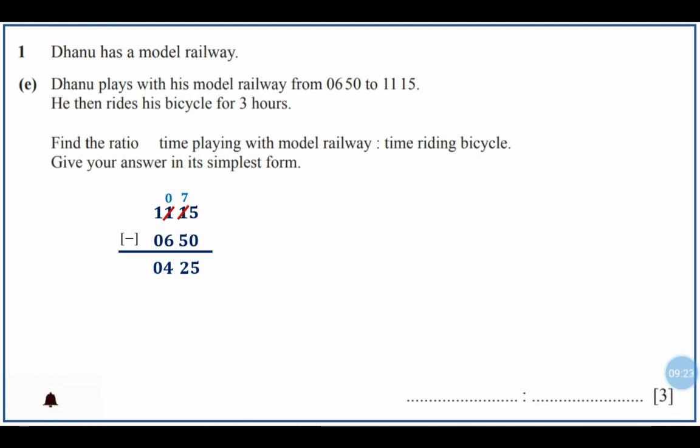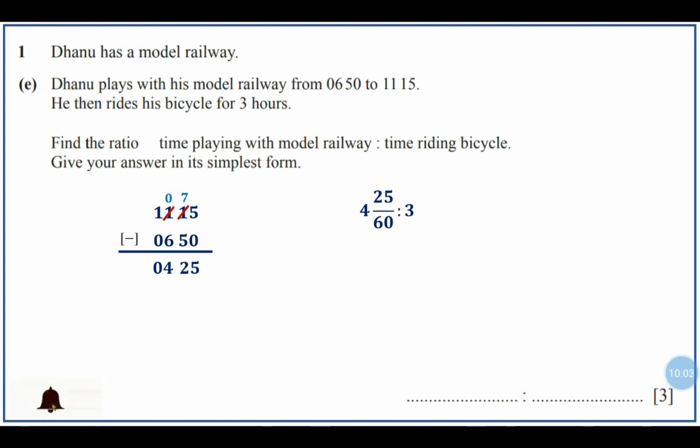But we are trying to create a ratio between hours only. So the time for riding the bicycle is 3 hours. So I have to convert this 4 hours and 25 minutes all into hours. If I want to convert that, I will just divide that 25 by 60. So it will become 4 hours, 25 over 60 hours. If you want to change this 4 and 25 over 60, change it into an improper fraction.